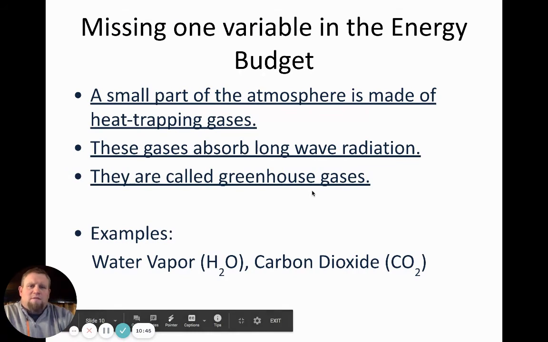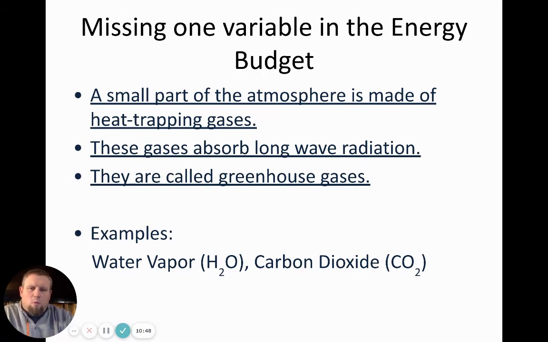So we're still kind of missing one variable here in our energy budget, okay? And that one variable that we haven't really talked about yet is this small part of the atmosphere that's made up of what we call heat-trapping gases. Usually the word we use to describe them, which you might have heard before, is greenhouse gases. These gases are super important because they absorb long-wave radiation, but they do not absorb short-wave radiation. So this is where the short and the long comes into play, because these gases will only absorb long-wave radiation, which we know comes from the Earth, not from the sun.